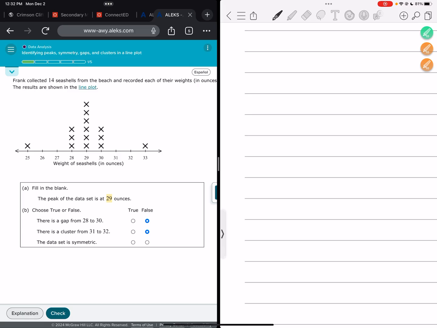Now, my data set is symmetric. I see that if I would fold it in half, it's the same on both sides. So that part is true, which we can go ahead and check.